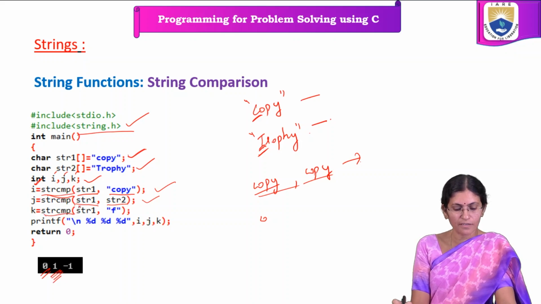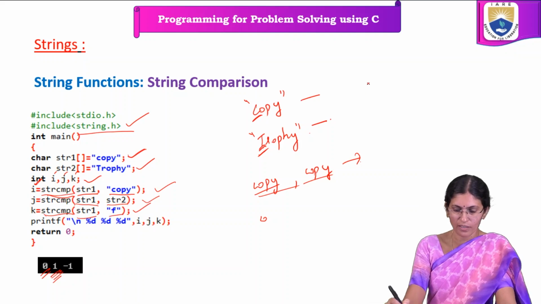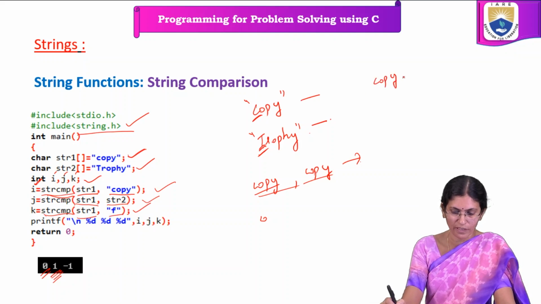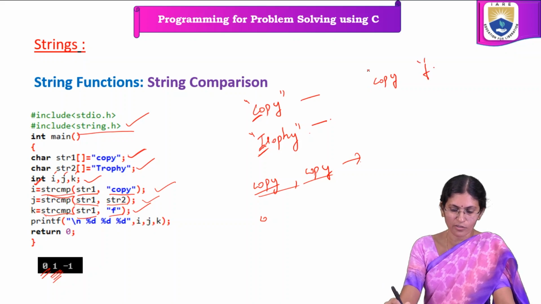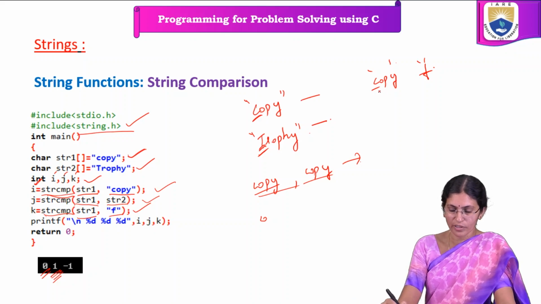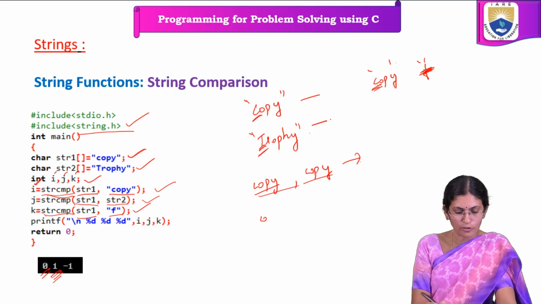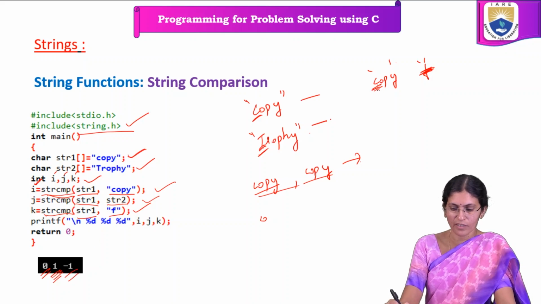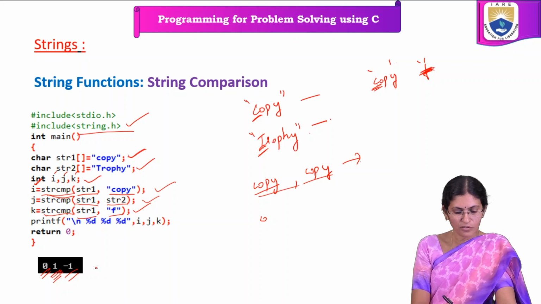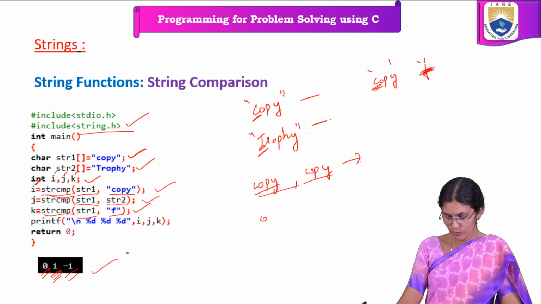Next, in the next line we have compared str1 and small f. str1 is copy and here you have the string fopy. The first non-matching characters are C and f. It will compute the difference of the ASCII values of C and f, and the return value of this is -1, since the ASCII value of this is less than that of small f. So in this way, this is the output of this program.